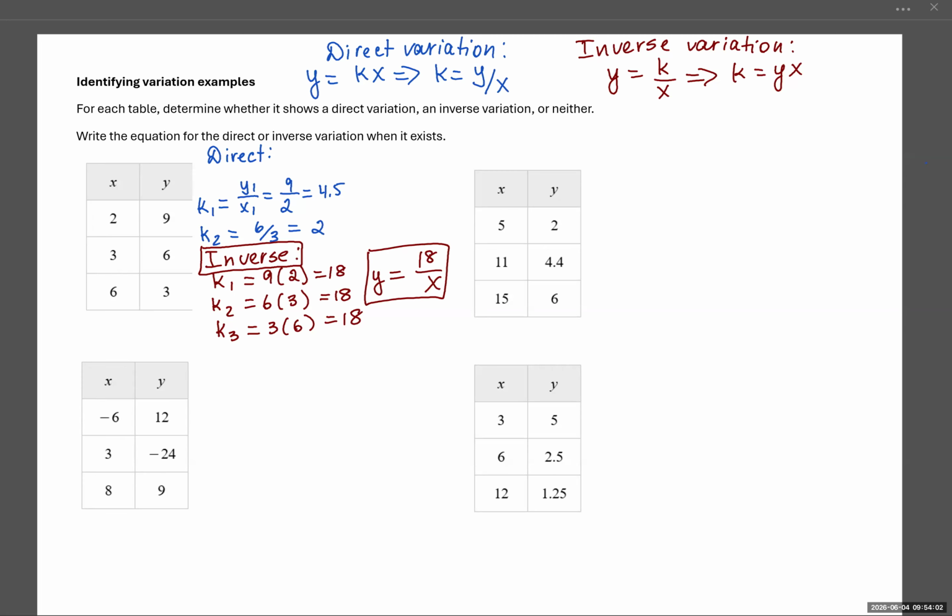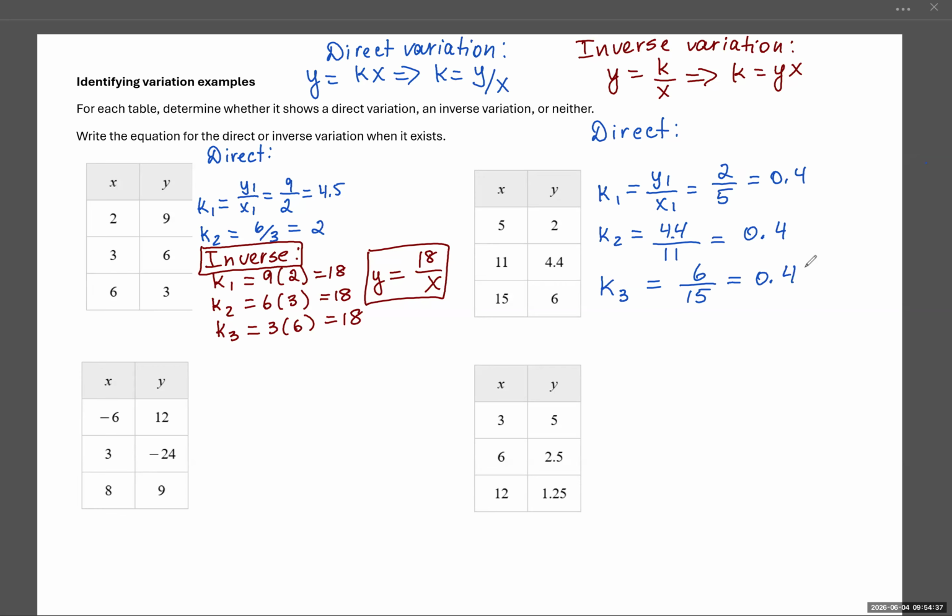Now let's try this table right here. We'll test for direct first. K1, y1 divided by x1. So that's 2 divided by 5, which is 0.4. K2 is 4.4 divided by 11, which is also 0.4. And K3, you do have to test all three, is 6 divided by 15, which is also 0.4. So all of the k values are the same, which means this is a direct variation equation.